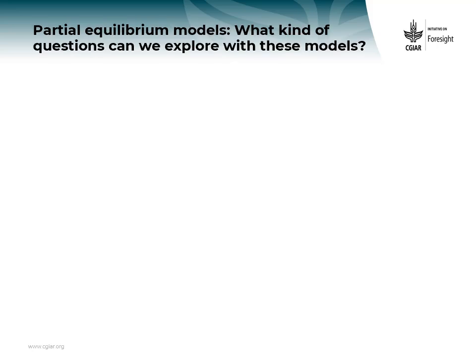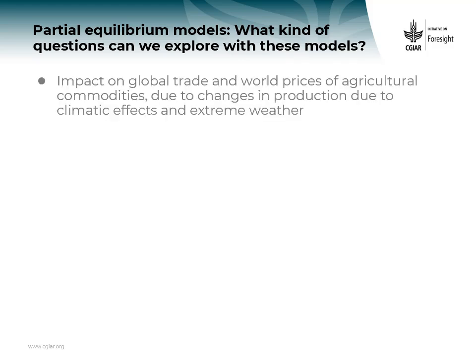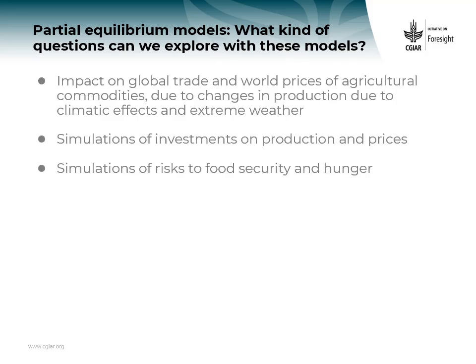What type of questions and exercises can we explore with these partial equilibrium models we've discussed? Here are some examples. What is the impact on global trade and world prices of agricultural commodities due to changes in production due to climatic effects and extreme weather? Simulations of investments on production and prices. Simulations of risks to food security and hunger. Comparison of alternative social and climatic pathways.